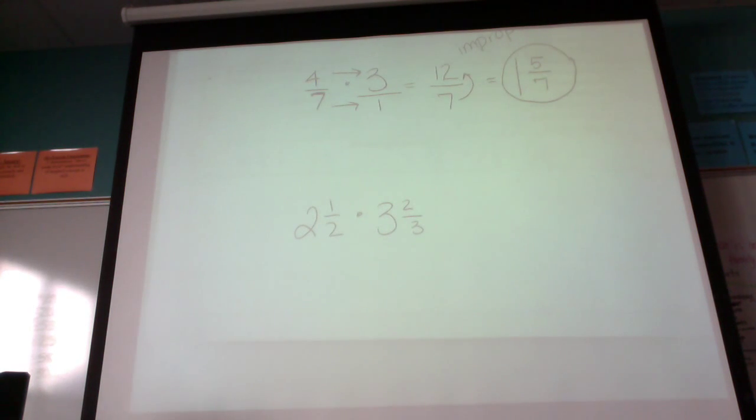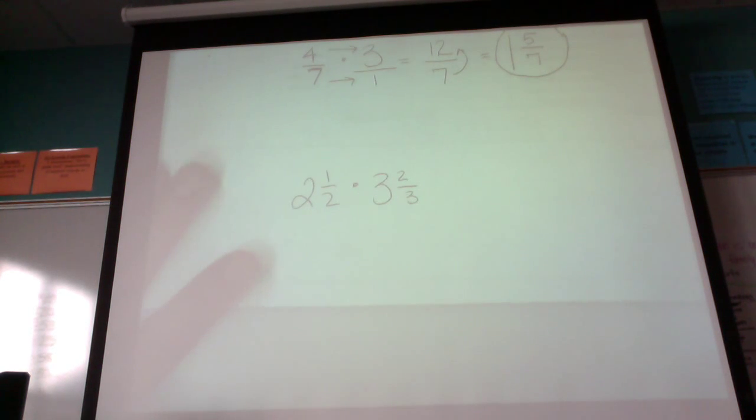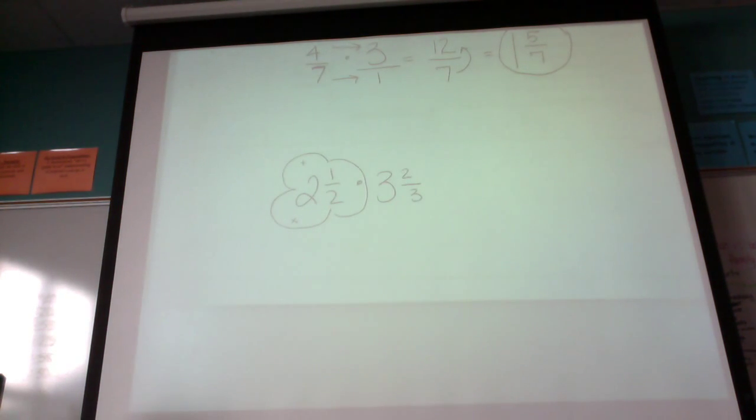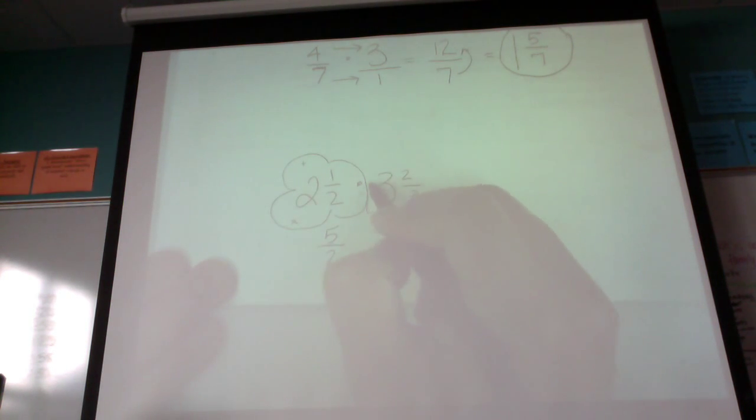This time I have 2 mixed numbers. So 2 and 1/2 times 3 and 2/3. We need to take those mixed numbers and we need to turn them into improper fractions. I like to use the popcorn strategy. If you don't know what that is, I'm going to explain that right now. Basically, you know, when we take 2 times 2 plus 1 all over 2. Do you see how that kind of looks like a big popcorn kernel? So 2 times 2 is 4 plus 1 is 5 all over 2. 3 times 3 is 9 plus 2 is 11 all over 3.